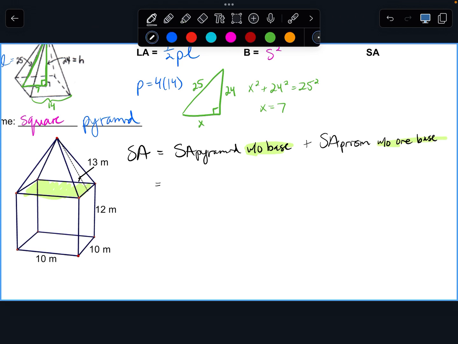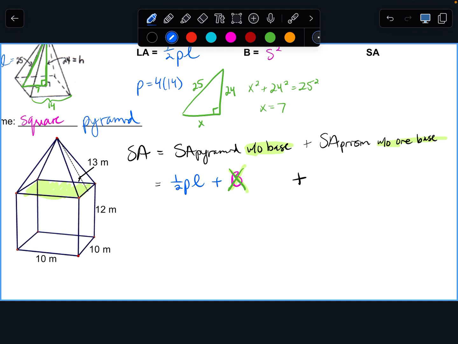So I write down pyramid, it's like, okay, 1/2 PL plus B. You know, that's the formula for it. But this is what I'm saying: I'll write it and be like, oh, I don't want the B. So all you do is be like, get out of there. I'll write it out and just cross off stuff I don't need. So this is the part I don't want. And then prism, well, it's the same formula.